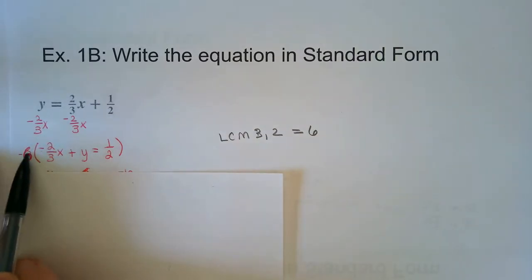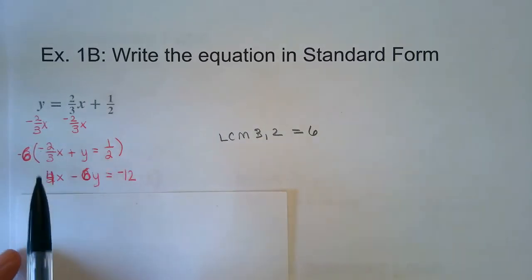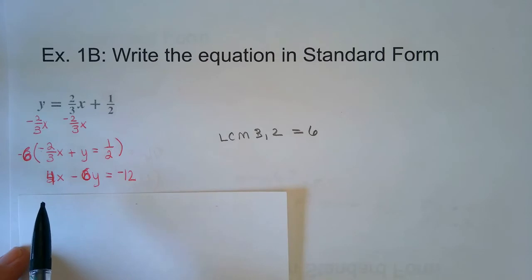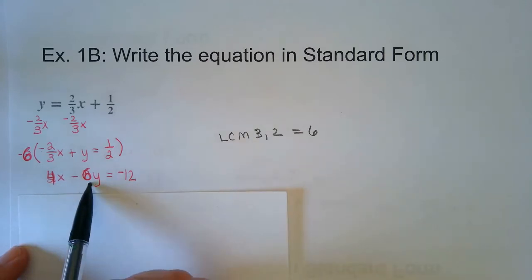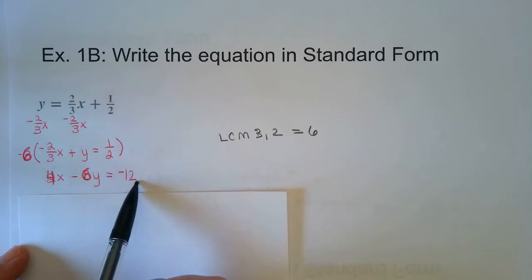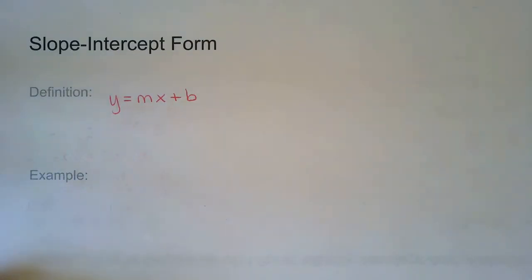So I'm doing them at the same time. After timesing by negative 6, I would have positive 4x, negative 6y, and then negative 12. And then next example, we're going to write in slope-intercept form.